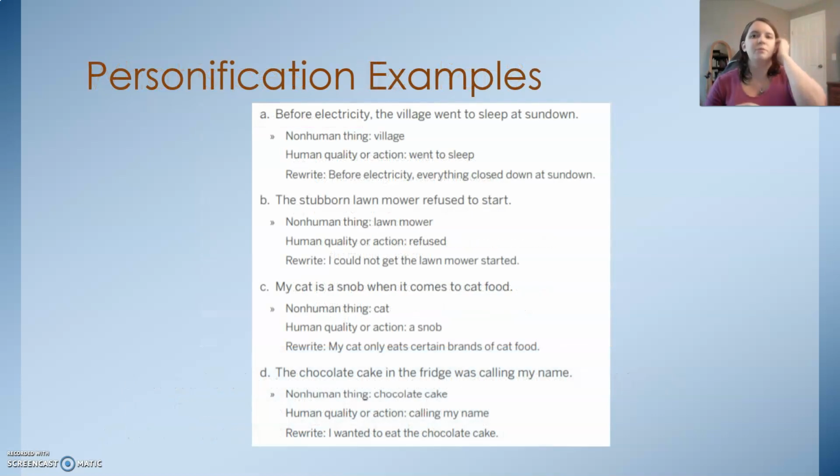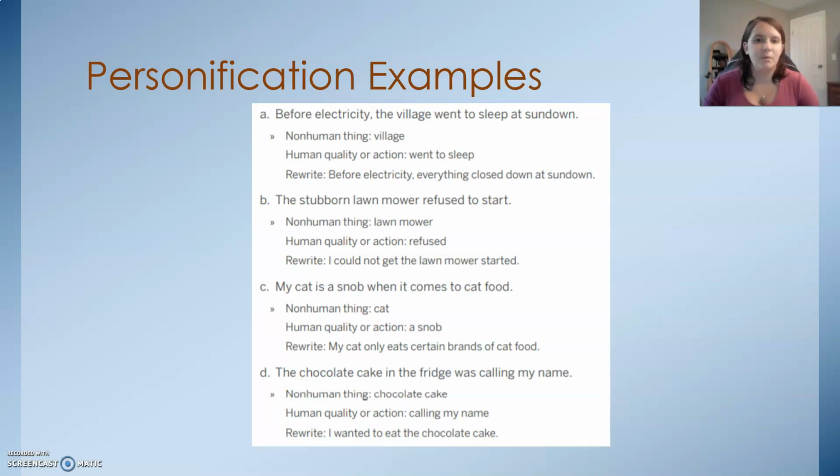So here are some more examples. Before electricity, the village went to sleep at sundown. So the non-human thing is the village, and the human quality is it went to sleep. If we wanted to rewrite this without personification, we would say before electricity, everything closed at sundown. The stubborn lawnmower refused to start. The non-human object is the lawnmower, and the human quality is that it refused. If I wanted to change that to not have personification, I'd say, I couldn't get the lawnmower started.